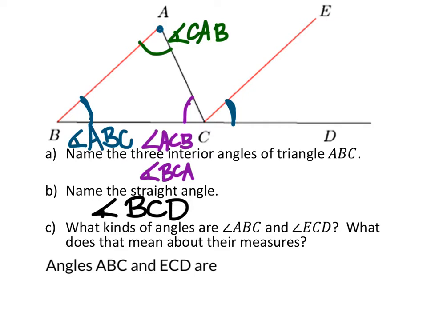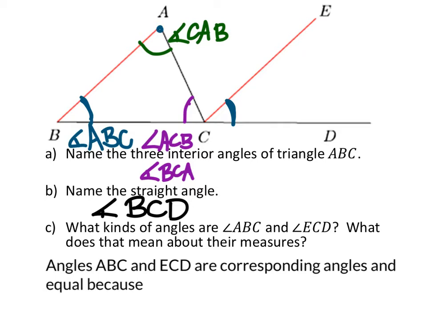so again, you guys have identified them as acute, but these ones are corresponding angles and equal because line AB is parallel to line EC. And that's how we should describe this. And you should have a full sentence on that. We would expect the answer to look like this on a test.